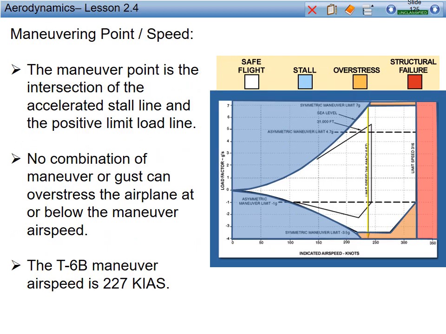Maneuvering point or speed. The maneuvering point is the intersection of the accelerated stall line and the positive limit load line. Below this airspeed, no combination of maneuver or gust can overstress an airplane. The T6 maneuver speed is 227 knots.